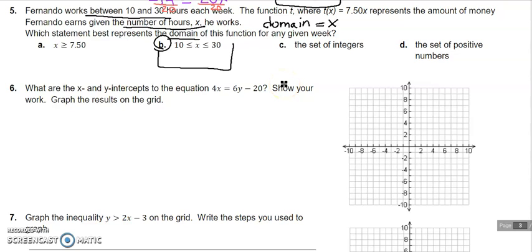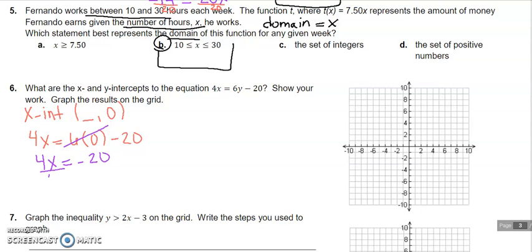Okay, so we're just going to jump in right where we left off. Number 6, the x and y intercepts. So remember, to find the x-intercept, you're wanting to find the x value when the y value is 0. So you're going to take what you're given, and instead of writing y, you're going to plug in 0, which of course essentially just cancels it. So you get 4x equals negative 20. And when you divide by 4, you get x is negative 5. So negative 5, 0 is one of my ordered pairs.